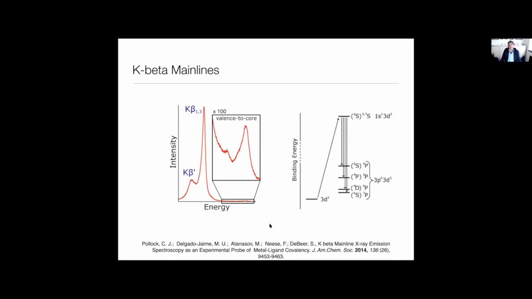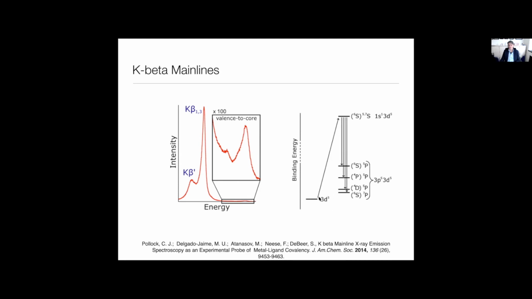And with that, I wanted to come to a little bit more difficult territory, and let's first talk about the K-beta mainlines. And what's happening here is, of course, that there is the initial ionization, and then, of course, you create another unpaired electron, and that unpaired electron can couple to the unpaired electrons in the metal d shells.